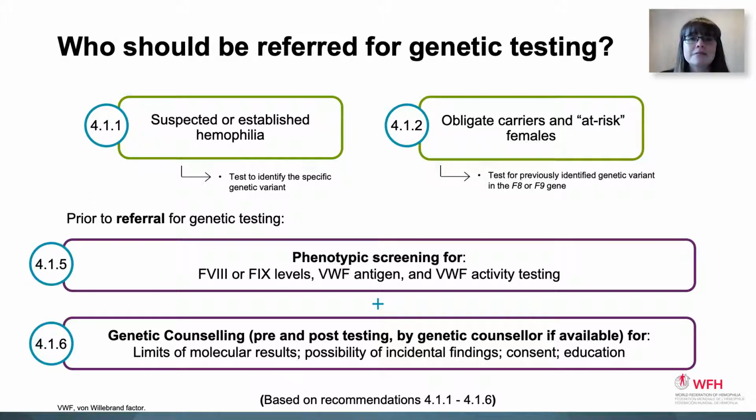The genetic counselling should describe the experimental limits of the molecular results and should also include that we might not find a genetic variant. The possibility of incidental findings in other genes, depending on the methodology used, should also be described during the genetic counselling session.